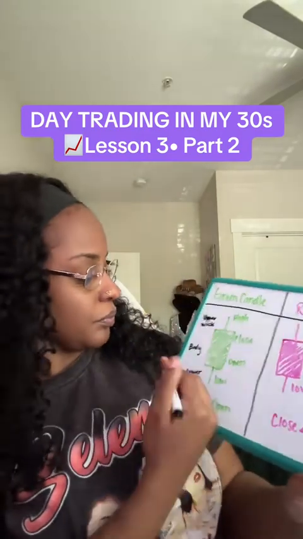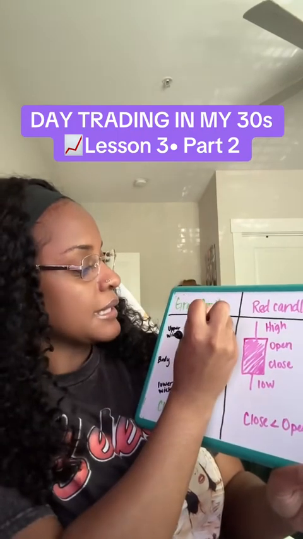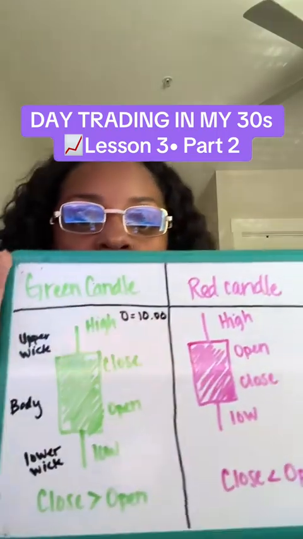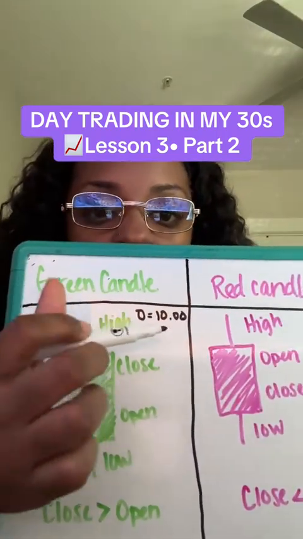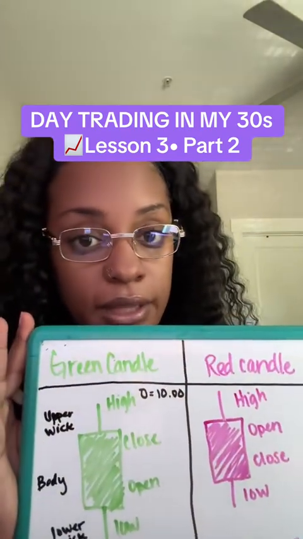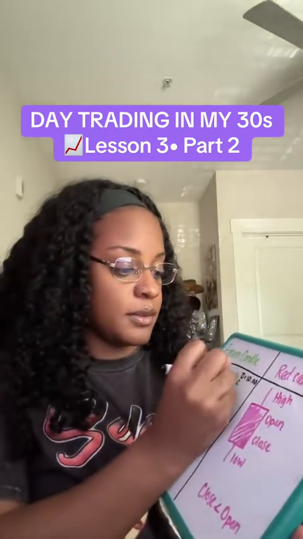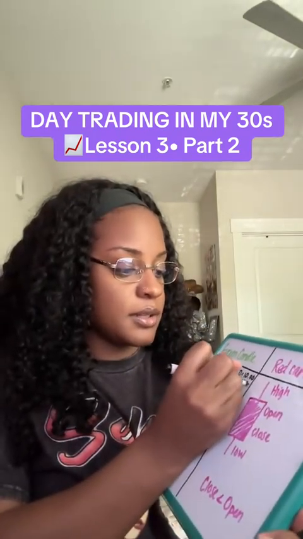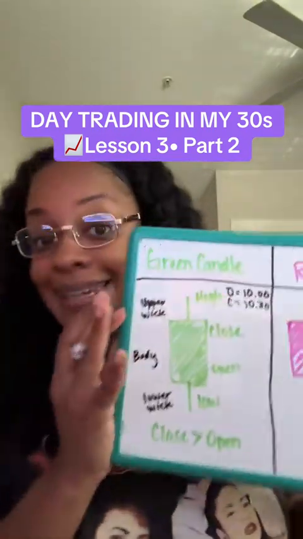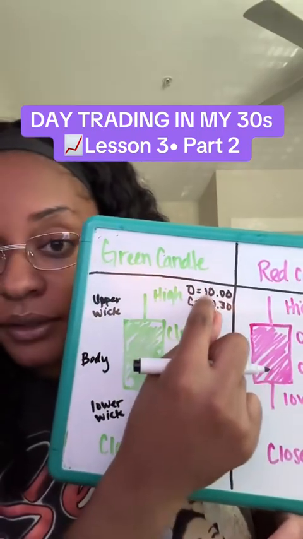I put O for open and it was at $10. All right. At the end, at 9:35, it ended up the price being $10.30. So C equals $10.30. All right. Now, when the price ended, you can see that it was higher than when it opened.